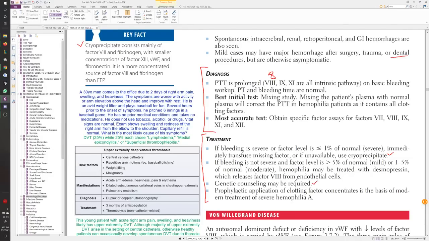That's what I was talking about with patients that came in telling you that they found a partner. Prophylactic application of clotting factor concentrates is the basis of modern treatment of severe hemophilia A. Right, so as soon as you know someone has hemophilia A, you prophylactically start giving them clotting factors before they end up developing any of these issues that can lead to crippling arthropathies. You don't want them to develop any issues their entire life.